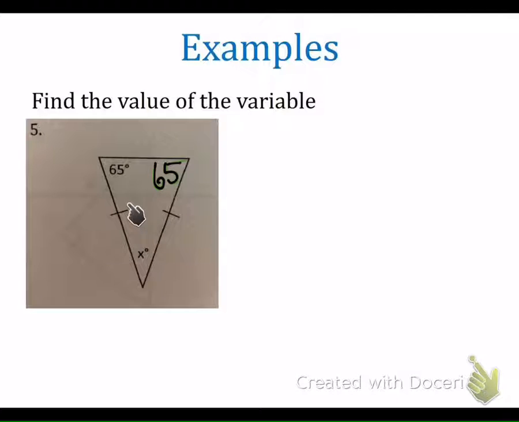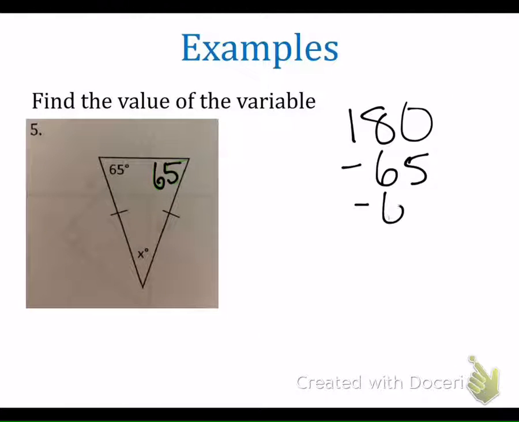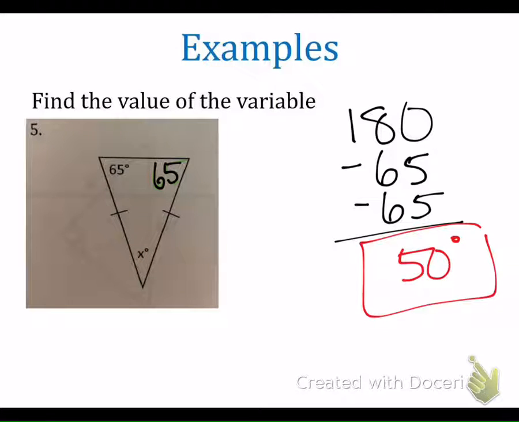So the congruent sides tell us that this one and this one are going to be the same. 65 and 65, but I'm looking for the other one. So you are absolutely correct. We do 180 minus 65 minus 65, or you can add 65 and 65 and subtract that from 180. Either way, what do you get? 50, yes. You don't really need the degree symbol since it's already written after the x.